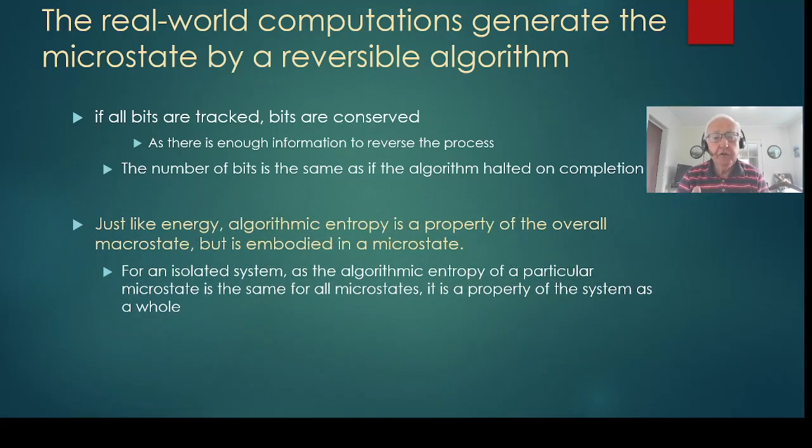Just like energy, algorithmic entropy is a property of the overall macrostate, but it's actually embodied at a particular microstate at an instance. For an isolated system, as the algorithmic entropy of a particular microstate is the same for all, it becomes a property of the system as a whole.